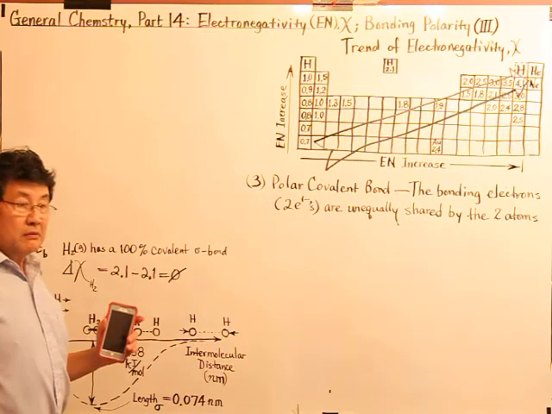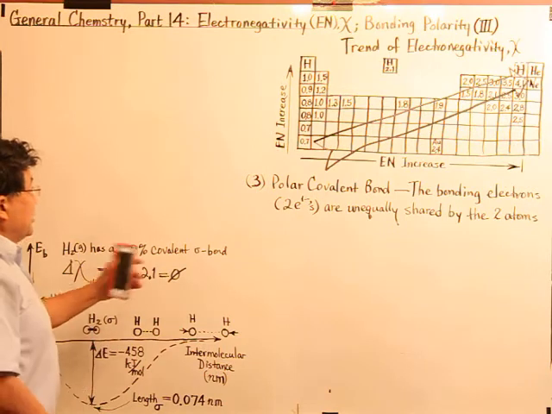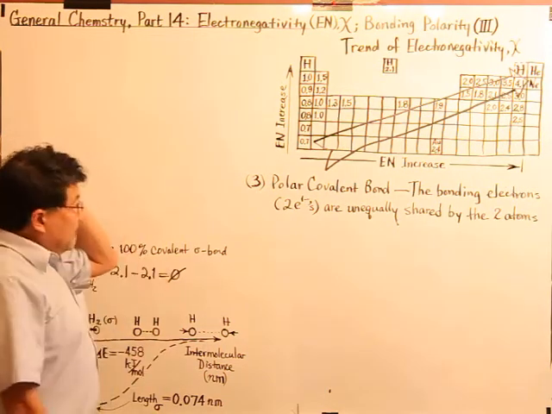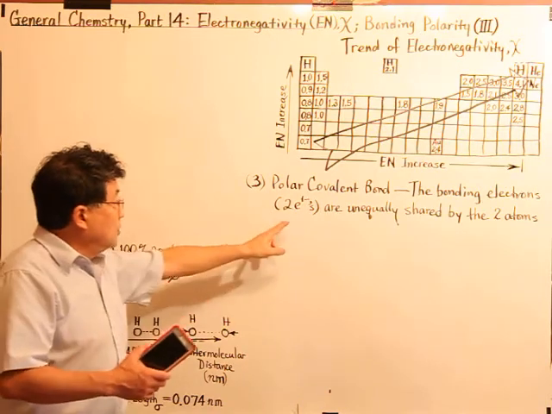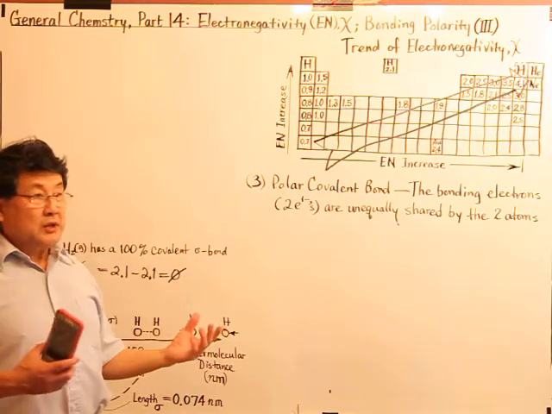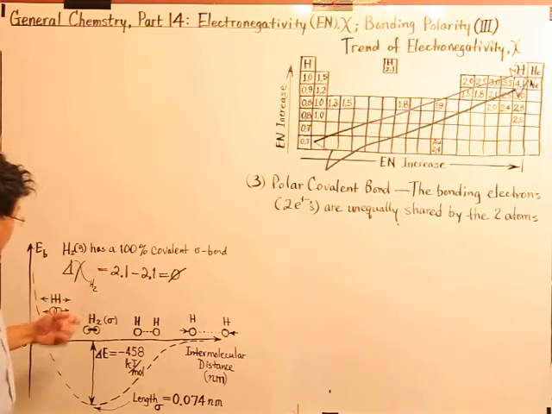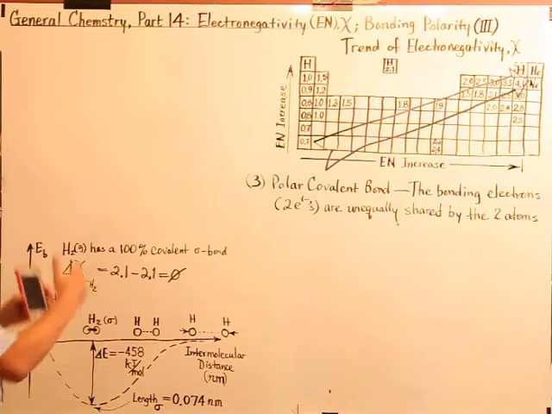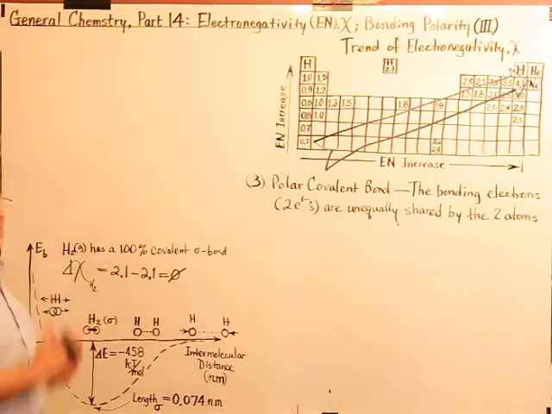What would be in the middle? Or kind of moderate? Yes, we have the third kind, which is called a polar covalent bond. The definition here is very simple: the bonding electrons, which are two, are unequally shared by the two atoms. Now, when we talk about a covalent bond, or 100% covalent, in this case these two bonding electrons are 100% shared, belonging to the two nuclei of hydrogen atoms, right?